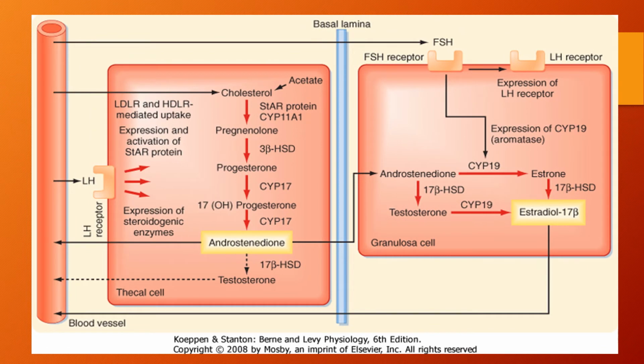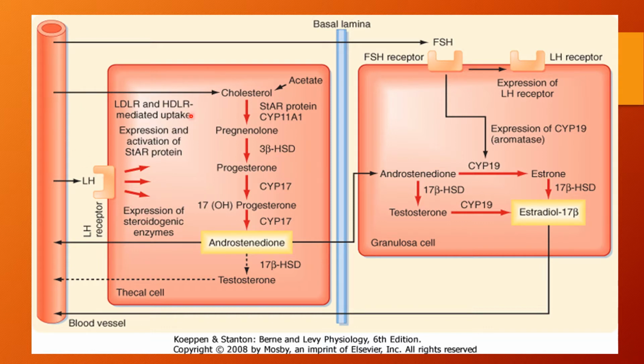So this is a very good representation of what happens. This is the theca cell, and this is your granulosa cell, and that divider would be your basal lamina, and this is the blood vessel. With the binding of LH to the LH receptor, it will now start the expression of your steroidogenic enzymes, and also the expression and activation of your StAR protein.